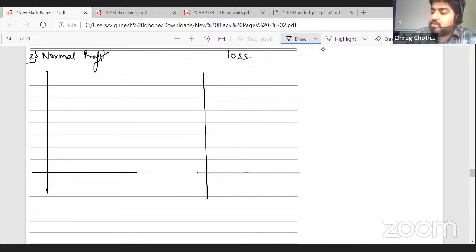All right. So here we have y-axis, 0, x-axis. On y-axis, we are going to have AR, MR, AC, and MC. Okay, on x-axis, what do we plot? We plot quantity. So first thing, students, what do we have? We have AR is equal to MR curve. So that will be how? That will be a straight line. Yes or no? So this will be our MR is equal to AR curve.